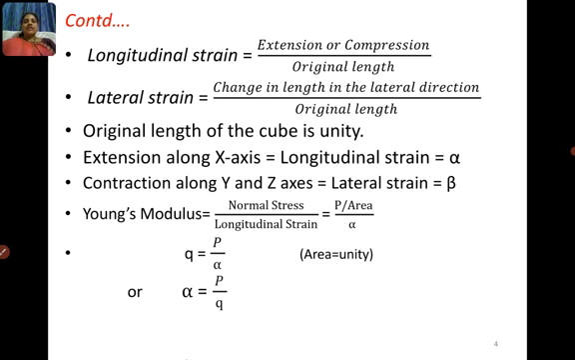And Young's modulus is equal to the normal stress to the longitudinal strain. Stress is given by force per unit area. Here the force is P, the longitudinal strain is alpha, and we know that the area of the cube is unity. Hence, Young's modulus Q is equal to P by alpha, or the longitudinal strain alpha is equal to P by Q, where P is the force along the x-axis and Q is the Young's modulus.